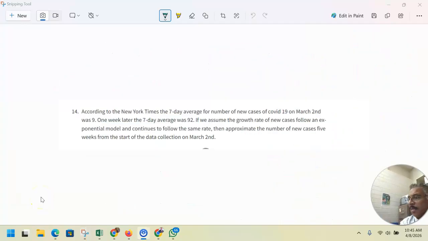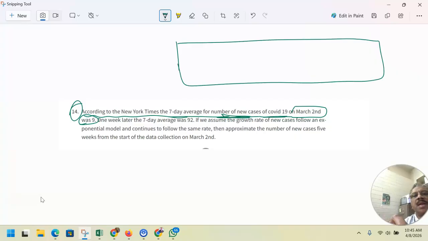So question number 14 is, according to the New York Times, the 7-day average for new cases of COVID on March 2 was 9. What does this basically mean? We can make a table like this just to get an idea of it. The 7-day average basically means, so March 2nd, we call it day 0.